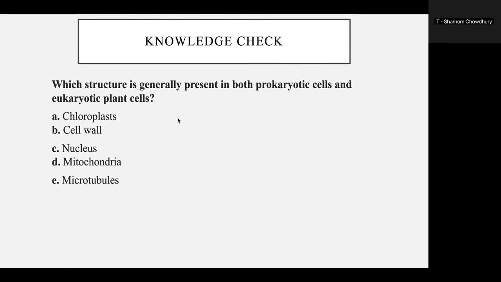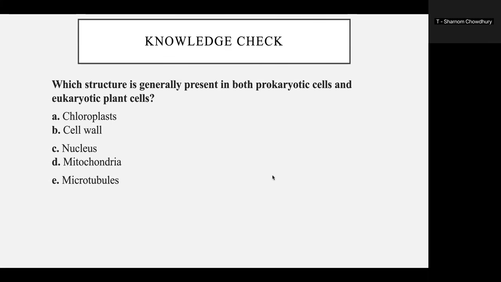Prokaryotic cells do not have a nucleus. They have what's known as a nucleoid region, which is just a very simple region that contains a small strand of DNA. So prokaryotic cells do not have a fully formed nucleus. They have a nucleoid. So C is unfortunately wrong.